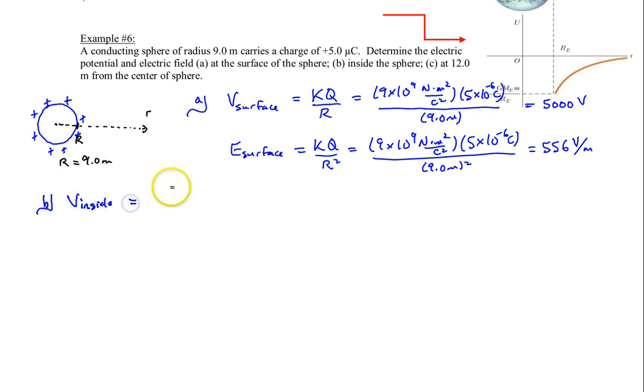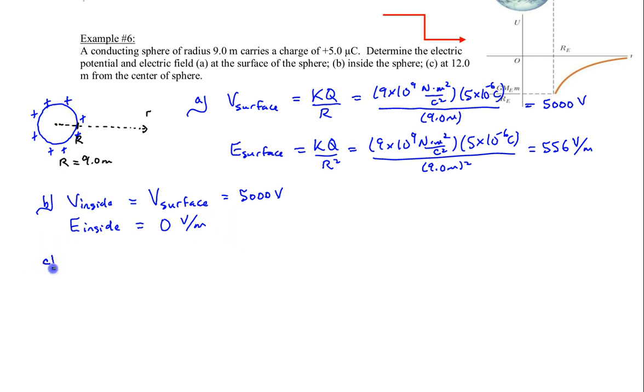Now if you recall, the potential inside the sphere, anywhere in here, is going to be the same as the potential at the surface. So we don't really need to go ahead and do this calculation over. We know it's already 5,000 volts, so let's just write that down as 5,000 volts. And the electric field inside the sphere is going to be 0 volts per meter because there is no electric field inside. Remember that if there was an electric field, then suddenly these charges would be moving, and then you would no longer have electrostatic equilibrium.